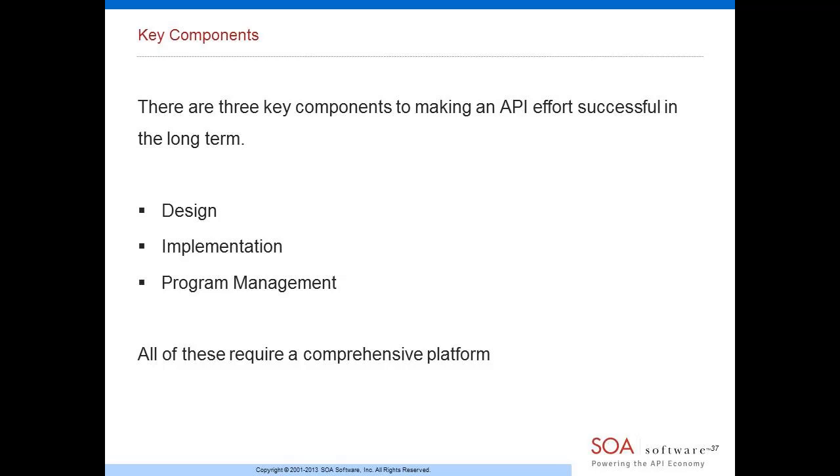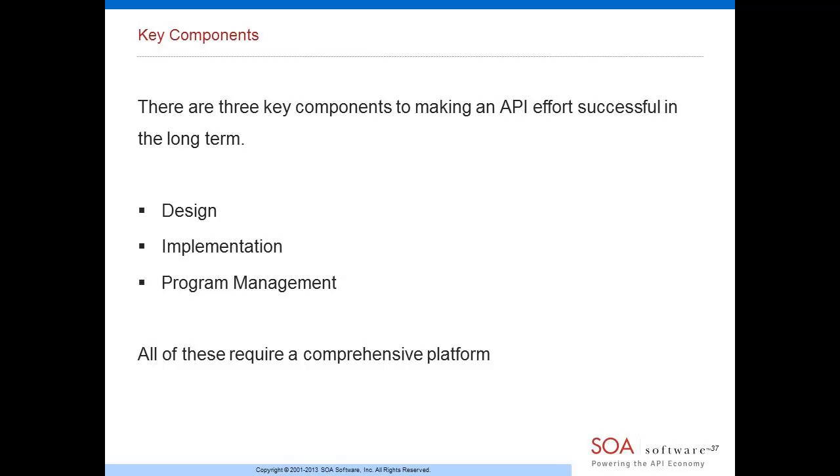So you need a platform. You need to design the API effectively. You need to implement it correctly, scalably, etc. And then you need to do a lot of program management around how do you take that API and promote it to your partners and to the outside world. So those are kind of the four things that I see that you really need for an effective API program.